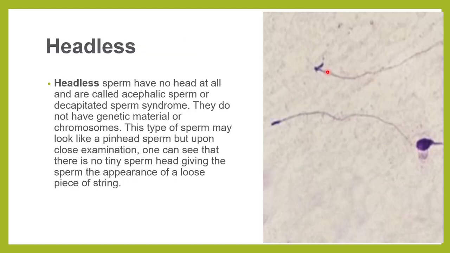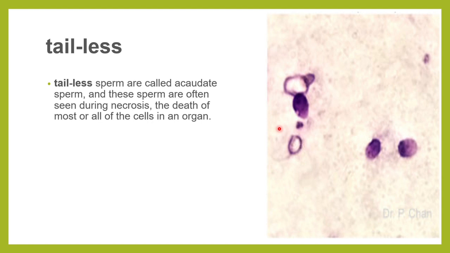Then you can see these are the headless sperms. These sperms do not have a head. They are also called acephalic sperms or decapitated sperm syndrome. They do not have any genetic material, no chromosomes. So this is also one of the abnormalities. Here you can see a sperm which does not have a tail at all. This is called tailless or achordate sperm, and these sperms are often seen during necrosis.